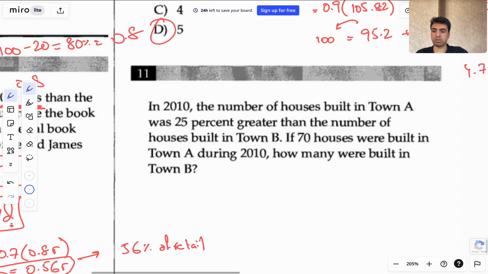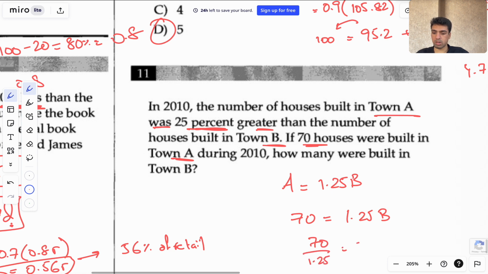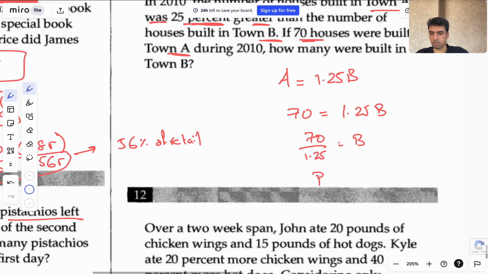In 2010, the number of houses built in Town A was 25% greater than the houses built in Town B. So you can say Town A is 25% greater than Town B. That will be your equation. And then it says if 70 houses were built in Town A, how many were built in Town B? So 70 were built in Town A. How many were built in Town B? So you simply divide 70 by 1.25. So 70 over 1.25 is going to be 56. So in Town B, we had 56 houses that were built.